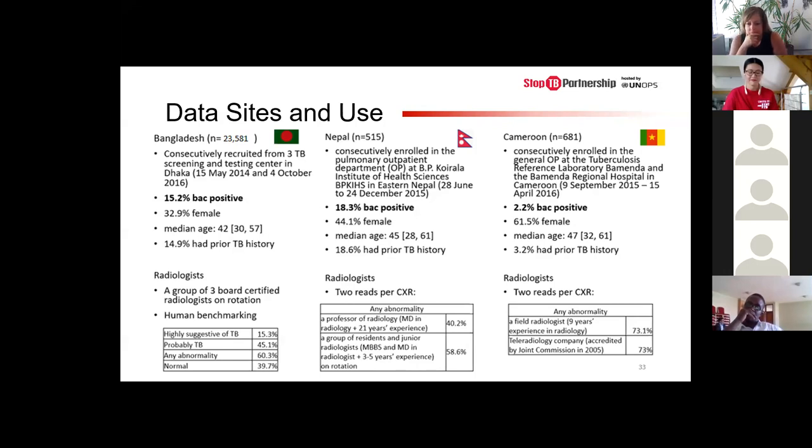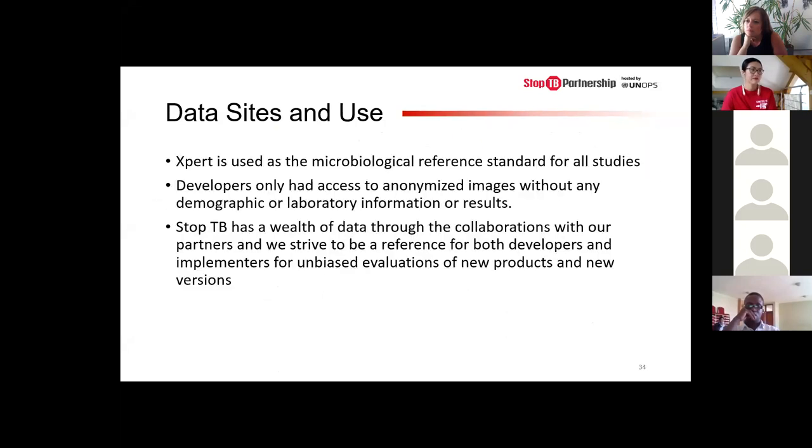One of them in Cameroon was a teleradiology company, in addition to the radiologist in Cameroon. And you can see, again, just in terms of data, 15%, 18%, and 2% in terms of bacteriological positivity. This is on one Xpert test. And in Bangladesh and Nepal, quite a number of the people had a prior history of TB. You can go to the next slide.